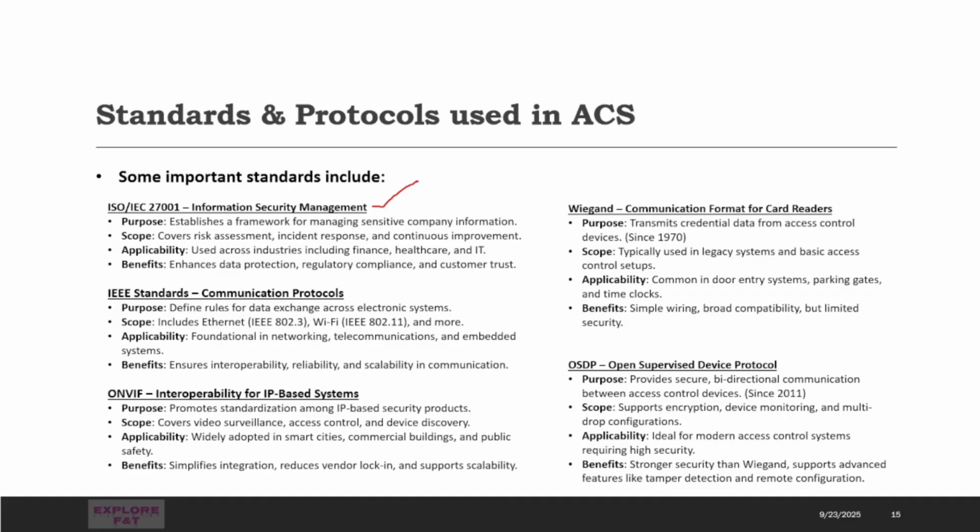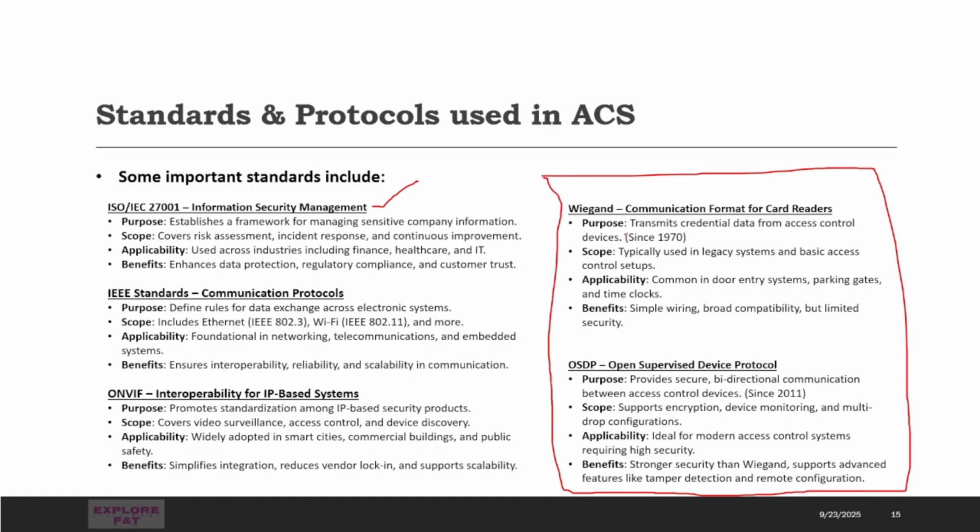Now next one, IEEE standard. This just defines the rules for data exchange across electronic systems. And next one, ONVIF. ONVIF is, if we are using a camera in access control, we have to use ONVIF-based cameras only. It promotes standardization among IP-based security products. Next one is Wiegand. There are two technologies we are using mostly for the reader and controller, Wiegand and OSDP. Wiegand just transmits credential data from the access control device.